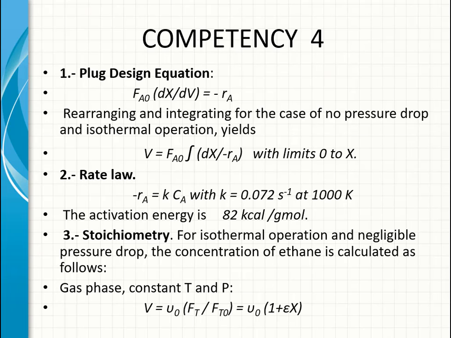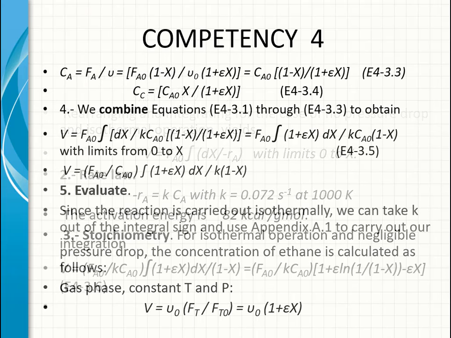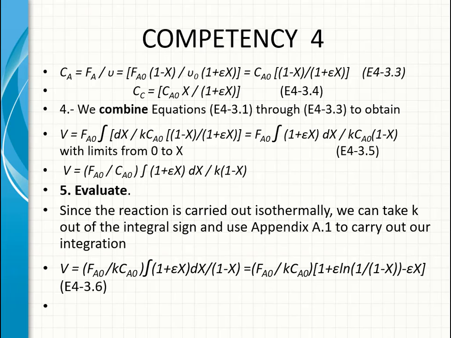From the stoichiometry for isothermal operation and negligible pressure drop, the concentration of ethane is calculated as follows: gas phase, constant temperature and pressure, the volume is equal to V0 times Ft divided by Ft0, which is equal to V0 times 1 plus epsilon X, and the concentration of A is FA divided by the volumetric flow rate, where FA is equal to FA0 times 1 minus X, and V is equal to V0 times 1 plus epsilon X. At the end, we will have that CA is equal to CA0 times 1 minus X divided by 1 plus epsilon X, and CC is equal to CA0 times X divided by 1 plus epsilon X.